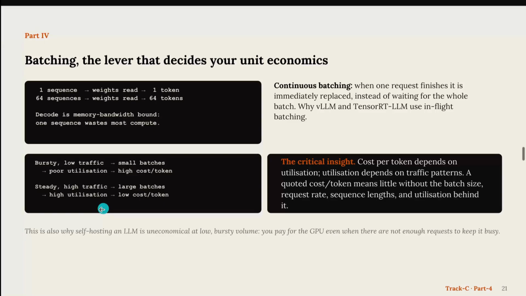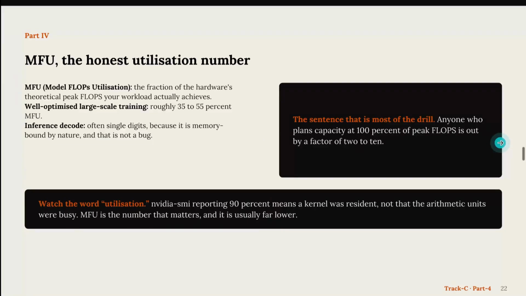It's not bound by compute, but rather by the memory. So cost per token depends on utilization, and utilization depends on traffic patterns. If it is more stable and high, it will be low cost per token. If it is very bursty and low traffic, there will be high cost per token. MFU, the model flops utilization, tells the same. That's the number we need to watch out for.